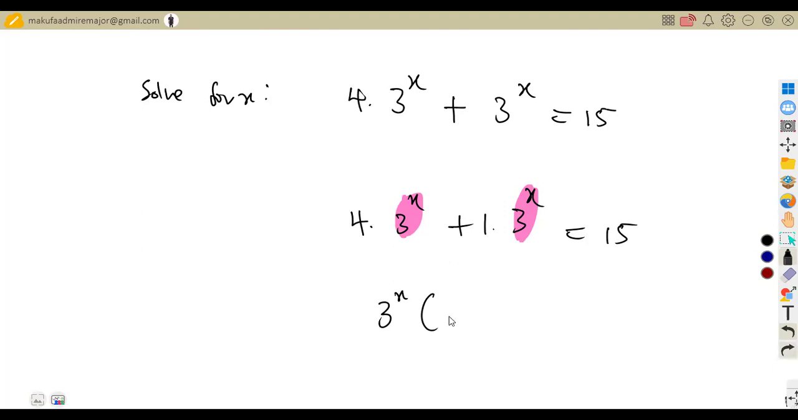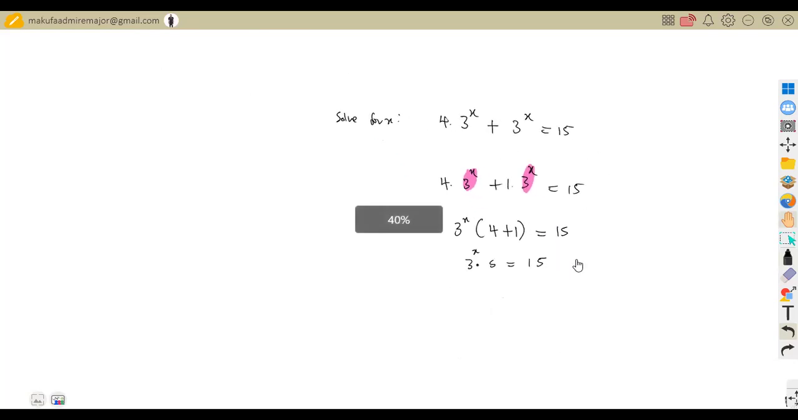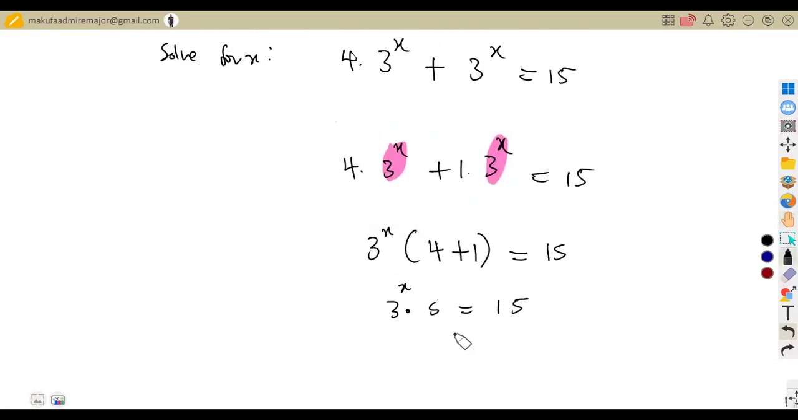We remain with what here? We remain with a 4. We factor out 3 to the exponent of x. We remain with what here? A plus 1, so this is plus 1 is equal to 15. What is it that we're going to have? 3 to the exponent of x times 4 plus 1. What is 4 plus 1? That is 5. So 3 to the exponent of x times 5 is equal to 15. What we need is to solve for x. We're going to divide by 5, because 5 is common here and you're multiplying. So 3 to the exponent of x is equal to 15 divided by 5. This is going to give us a 3.